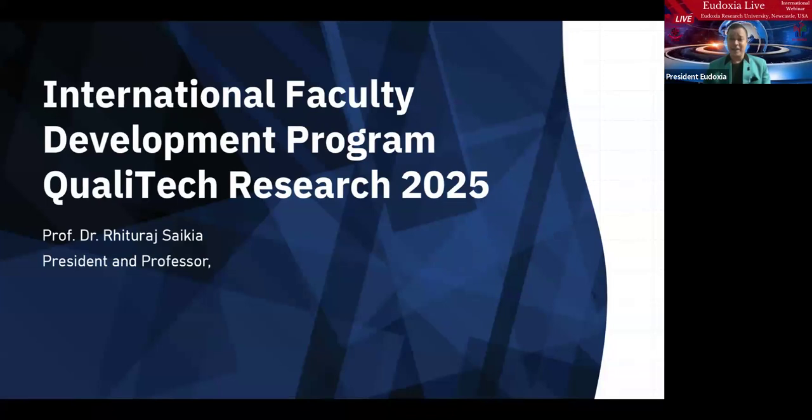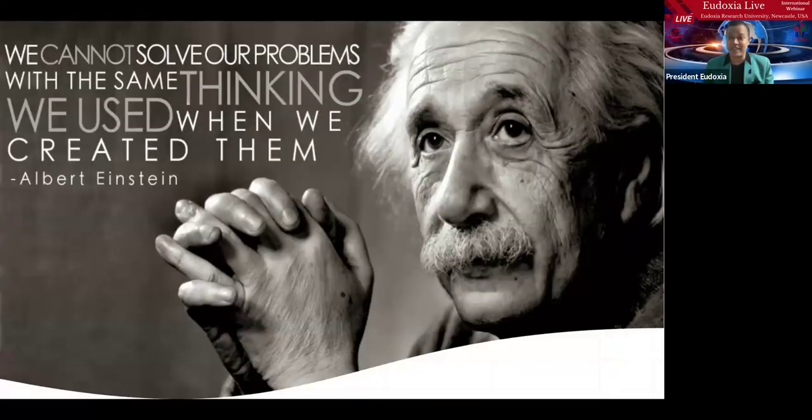Today I am handling and explaining the fundamentals of qualitative research design. I am Professor Dr. Rhituraj with you from Eudoxia Research University, Newcastle, United States of America. Let us start with the thought process, because whenever we are starting qualitative research design, it's all about the society. It's all about the natural setup. We cannot go with the laboratory. So this is an in-depth study.